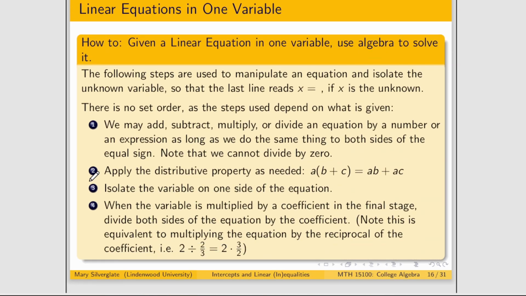So how do you solve linear equations? This is sort of the long and formal way of saying it, but in short, as long as you do things to both sides, we're okay. But just make sure that you never divide by 0. That's a big, big no. But you can add, subtract, multiply, divide, whatever it is, as long as you do it to both sides, you're good. Sometimes it is helpful to apply the distributive property.